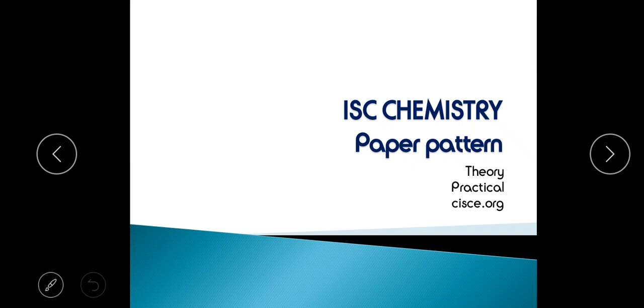Hello and welcome. Today onwards we are going to start a new series on ISC chemistry. Today we'll see the paper pattern of class 12.